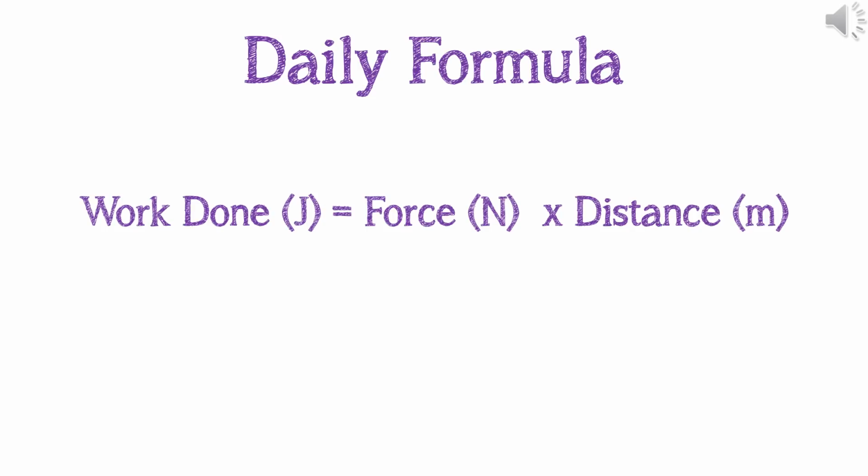First up, we've got our daily formula, which today is for work done. So work done in joules is the force in newtons times the distance in meters. Again, just go careful for the distance that they are giving it to you in meters, not centimeters. If it's in centimeters, just convert by dividing by 100.